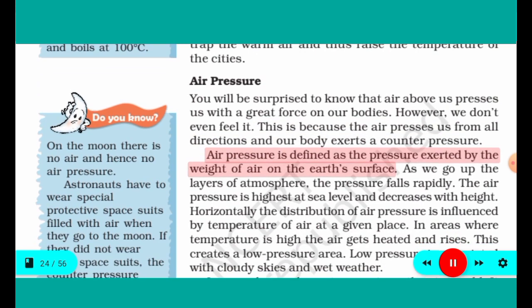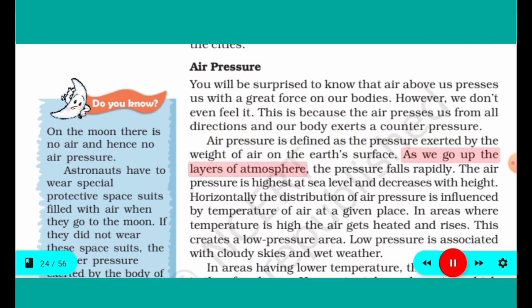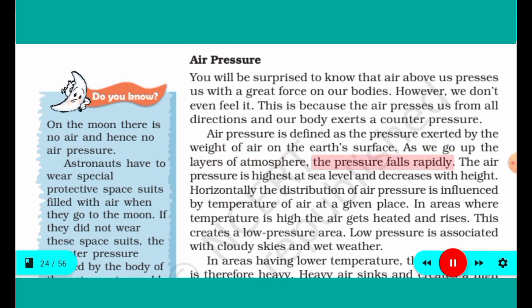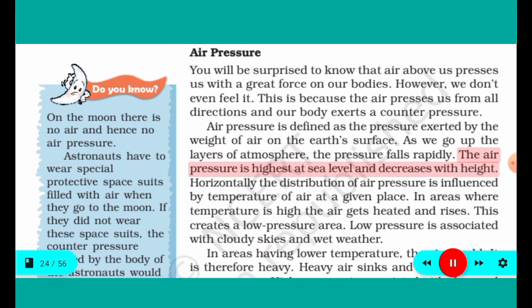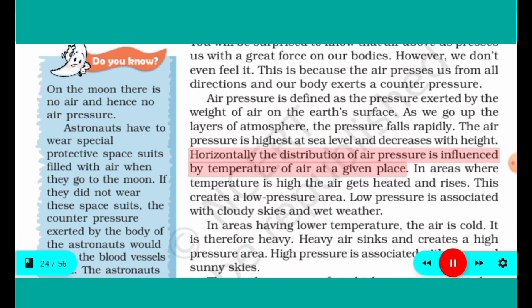Air pressure is defined as the pressure exerted by the weight of air on the Earth's surface. As we go up the layers of atmosphere, the pressure falls rapidly. The air pressure is highest at sea level and decreases with height. Horizontally, the distribution of air pressure is influenced by the temperature of air at a given place.